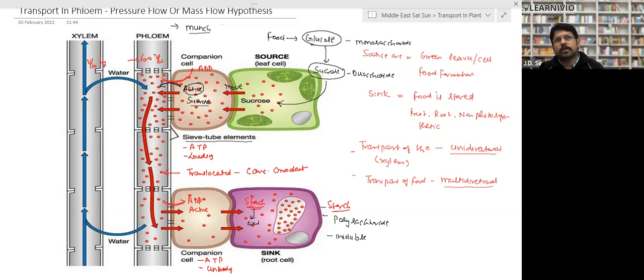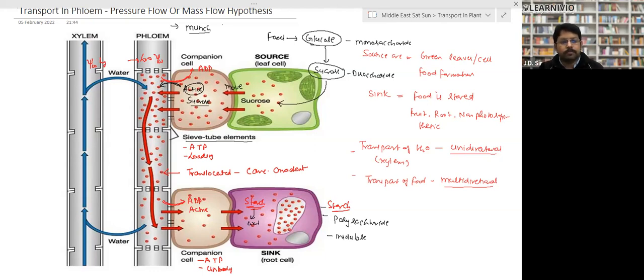Glucose is converted into a disaccharide called sucrose. Full stop.